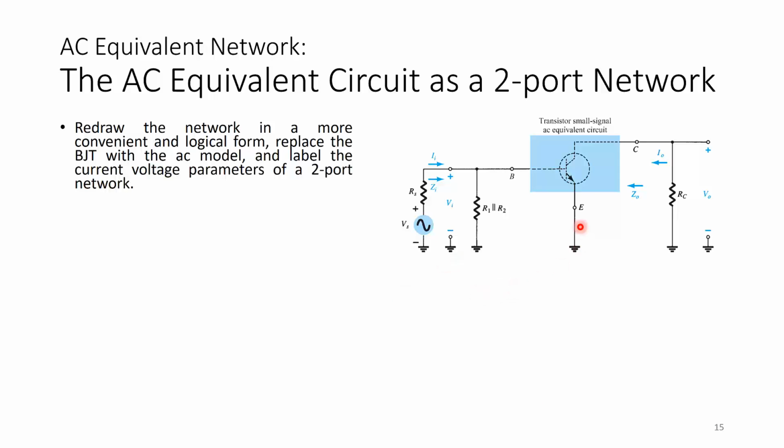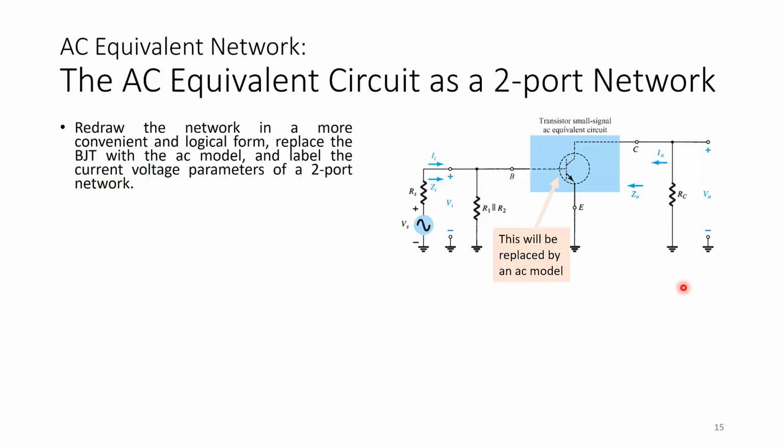Replace the BJT, this BJT here, with the AC model and label the current voltage parameters of a two-port network, and that is what we are going to do. Here we have already indicated I in to be the current that enters the amplifier, Z in is going to be the impedance when you look into the amplifier, and V in to be positive at the terminal that I in enters. Same thing with V out, positive at the point where I out enters, and Z out is going to be the impedance when you look back into the amplifier.